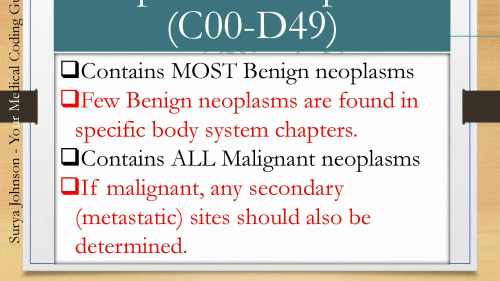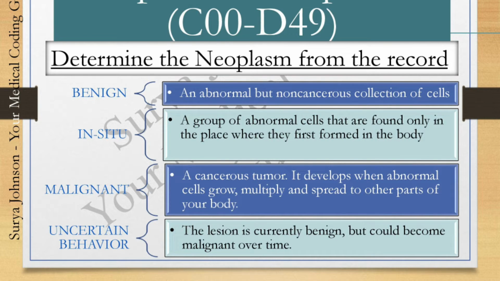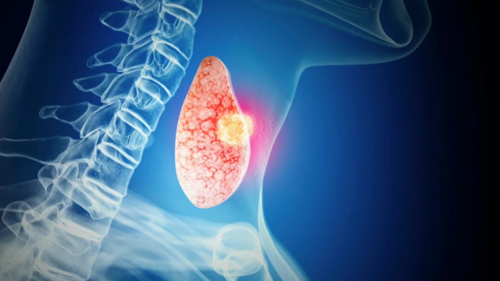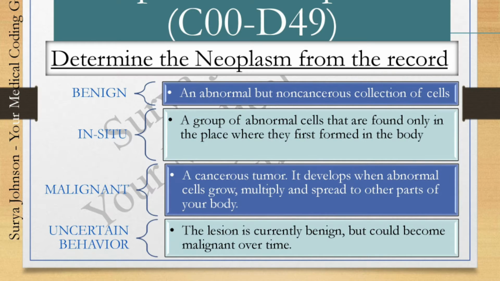So the first thing in neoplasm is that you should know what is benign, what is in situ, what is malignant, and what is the uncertain behavior of the neoplasm. First you should understand these things, then it will be much easier for you to determine the neoplasm from the documentation or the patient record. So what is benign? Benign is an abnormal but non-cancerous collection of cells. It is not cancerous, but it is indeed an abnormal thing. It can be a mild lump or any swelling in the body, so it is called benign.